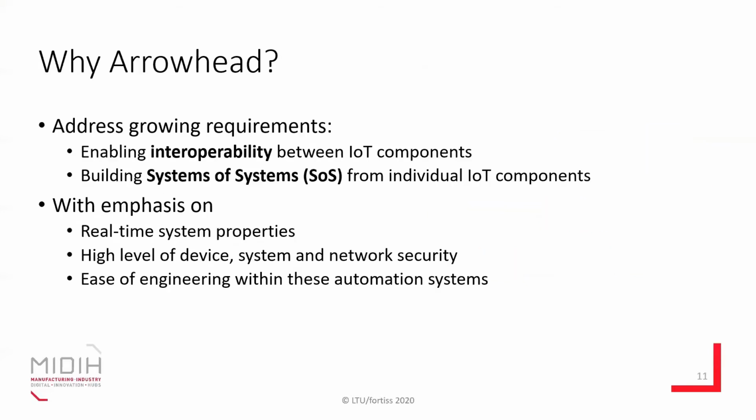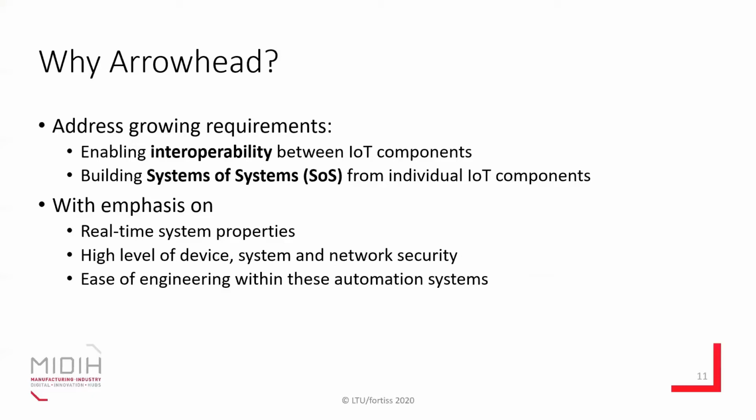So why do we need to use Arrowhead, or where can you use Arrowhead? Arrowhead is being used to address mainly interoperability between IoT components and also building system of systems from each of these individual IoT components. The main emphasis is on real-time system properties, a high level of device, system and network security, and very easy engineering within these automation systems.